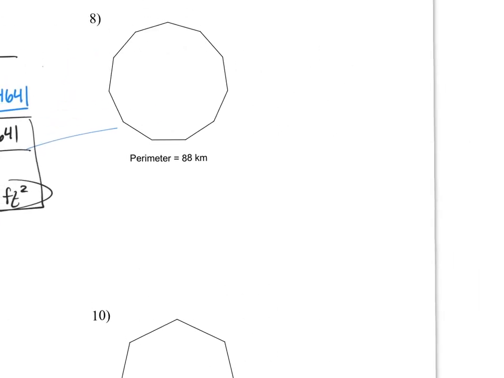The next one, how many sides is this? I have 1, 2, 3, 4, 5, 6, 7, 8, 9, 10, 11. This is an 11-gon. Okay, so I'm still going to do my normal idea where the area equals the apothem times the perimeter divided by 2. I know the perimeter is 88.